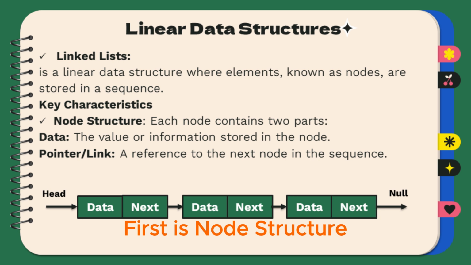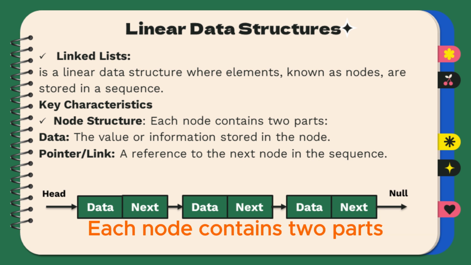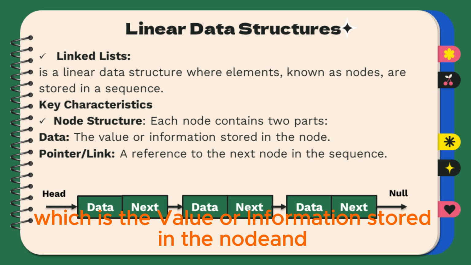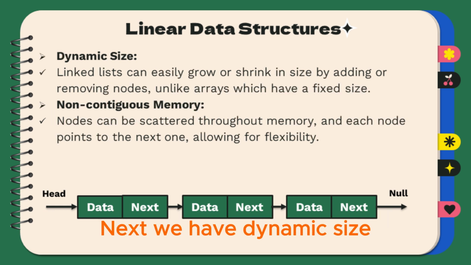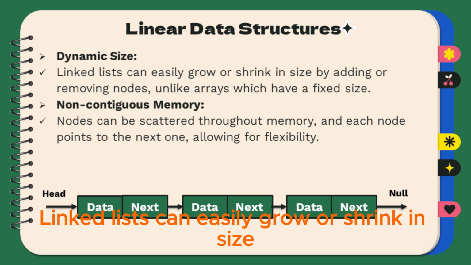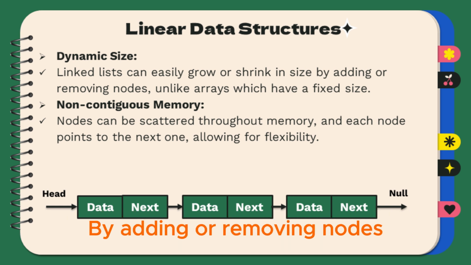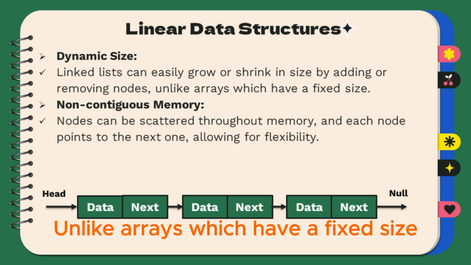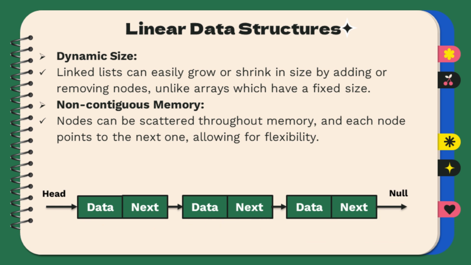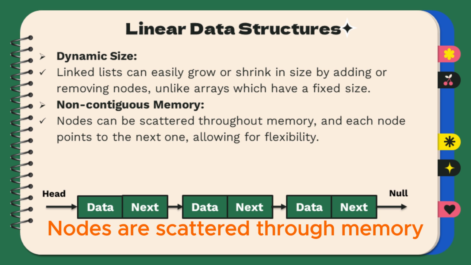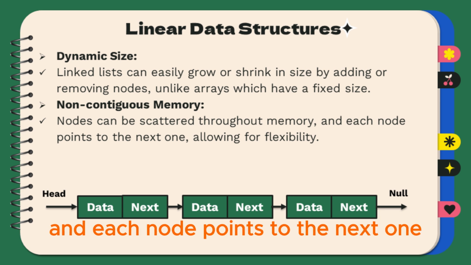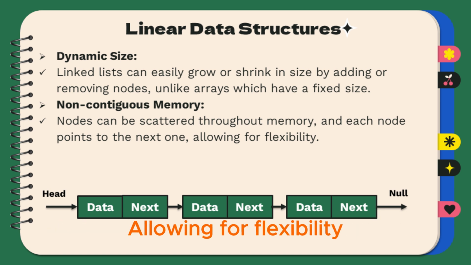Let's look at the key properties of linked lists. First is node structure. Each node contains two parts: the data, which is the value or information stored in the node, and a pointer or link, which is a reference to the next node in the sequence. Next, we have dynamic size. Linked lists can easily grow or shrink in size by adding or removing nodes, unlike arrays which have a fixed size. And finally, we have non-contiguous memory. Nodes are scattered through memory and each node points to the next one, allowing for flexibility.